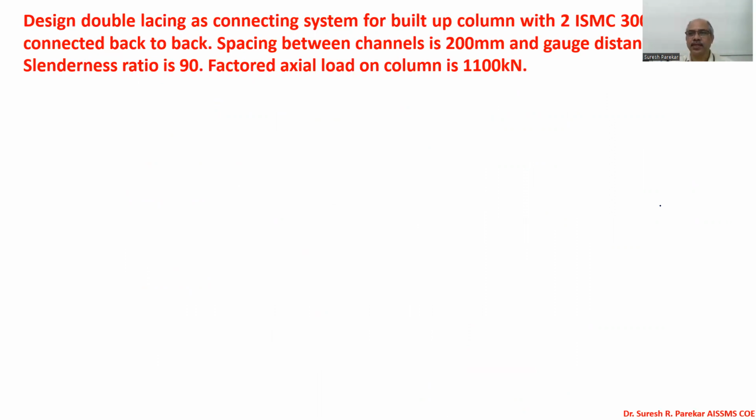We have, in the same way, designed double lacing as connecting system for a built-up column with two ISMC 300 at 358 Newton per meter connected back to back. Spacing between channels is 200 mm and gauge distance is 50 mm. Slenderness ratio given for the batten column is 90 and factored axial load on the column is 1100 kilonewton.